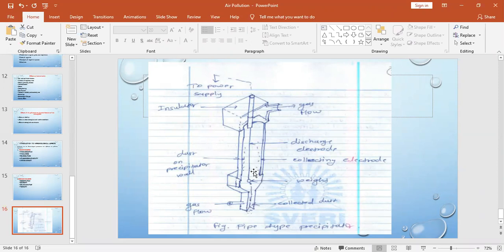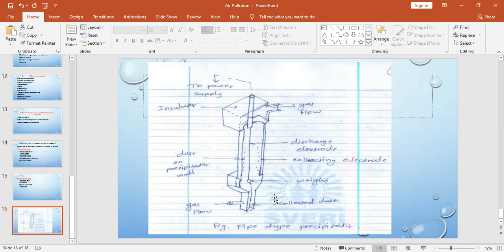As I told you, the efficiency of the electrostatic precipitator is 99.99%. Let me remind you of the particle size: particles of 1 micron size or less can also be removed with the help of the electrostatic precipitator. Earlier we saw that the gravity settling chamber can be used to remove particles whose size is greater than or equal to 50 micron.